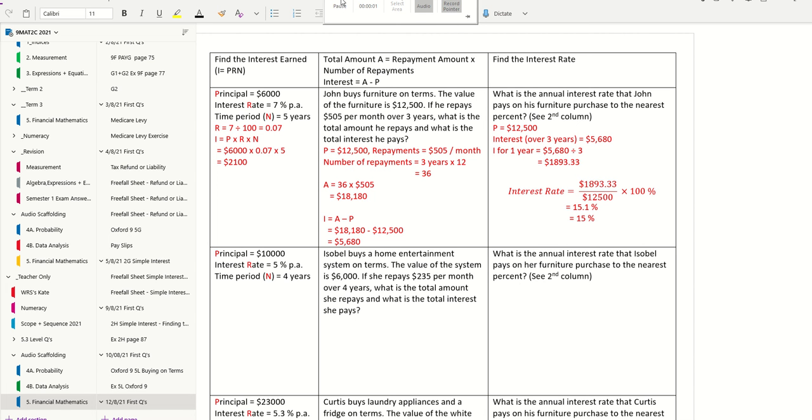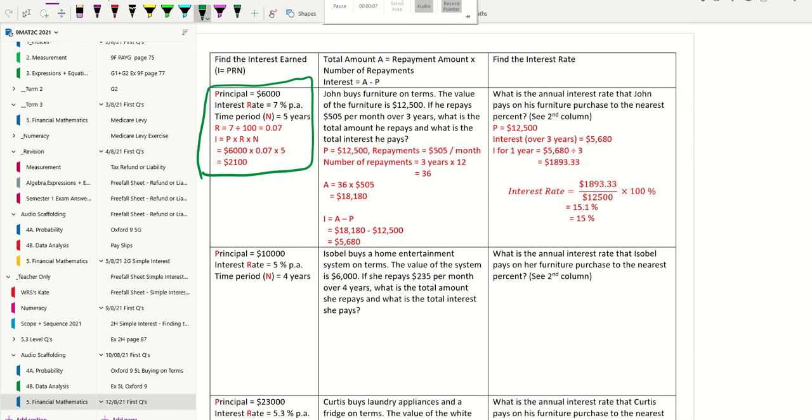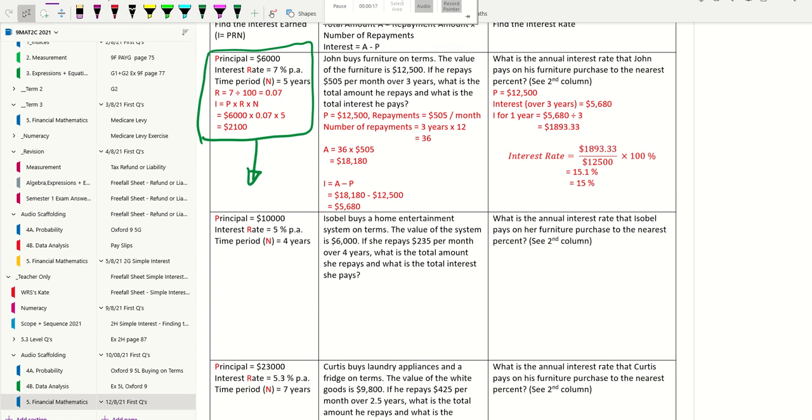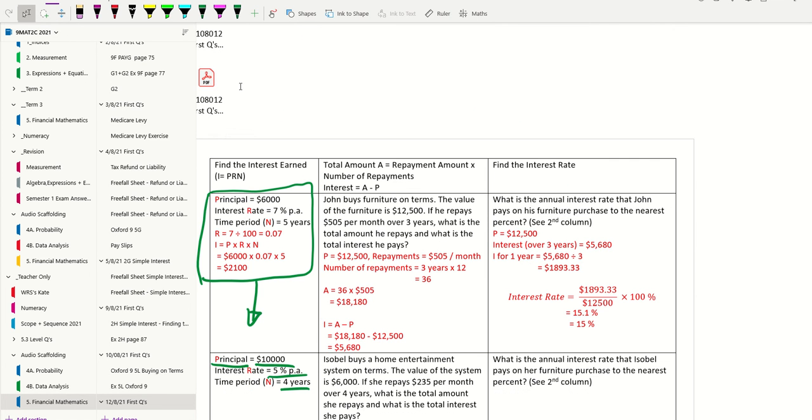Okay, looking at the scaffolding for today's first questions, we've got an exemplar up the top for each one, and then the 1, 2 underneath, we copy that setting out. So reading through here, this should be pretty straightforward. We've got our principal of $10,000. Our interest rate is 5% per annum. We have our time period is 4 years.